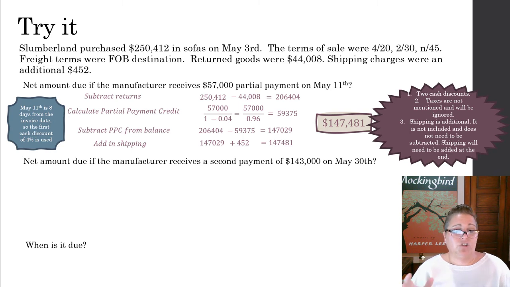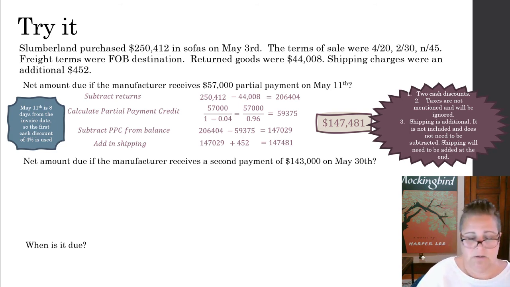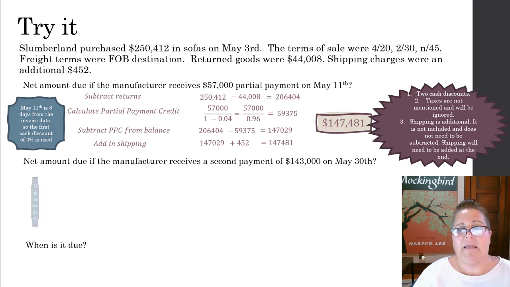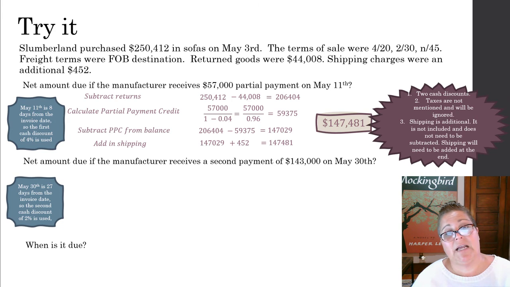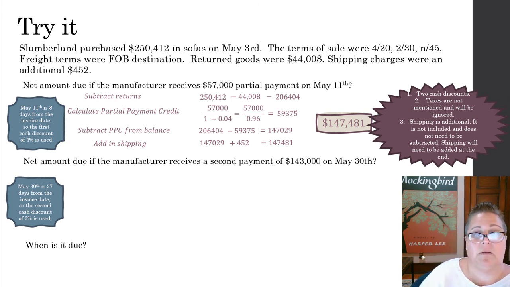What will the net amount due be if the manufacturer receives a second payment of $143,000 on May 30th? Okay, so May 30th from May 3rd is 27 days. 27 days is still within the second discount period. So May 30th is 27 days from the invoice date. So the second cash discount of 2% can be used on this payment.